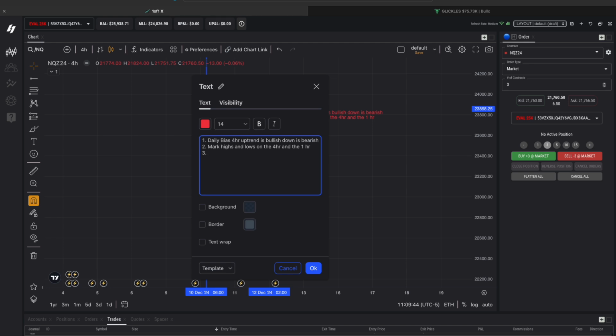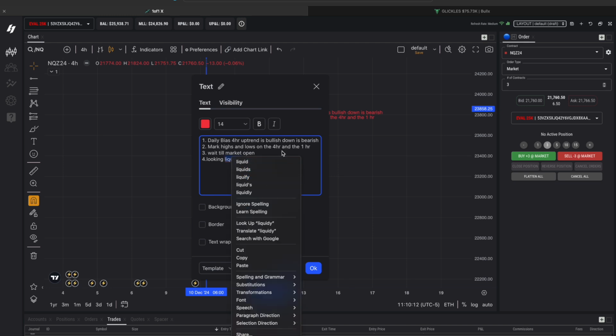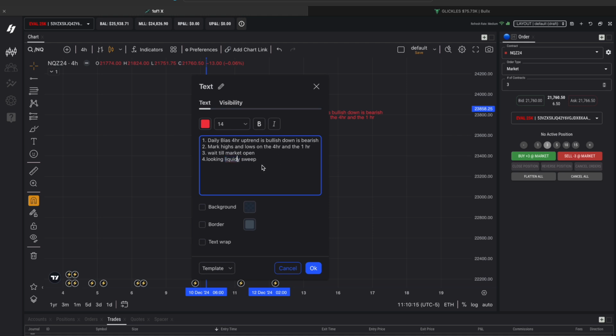The third thing I do is I wait till market open. I don't do anything until market opens. Even if I see a sweep, I don't do anything till market opens. Market opens, and I'm looking for a sweep of liquidity. So if I'm bearish for the day, I'm looking for a high to be swept so I can go short.